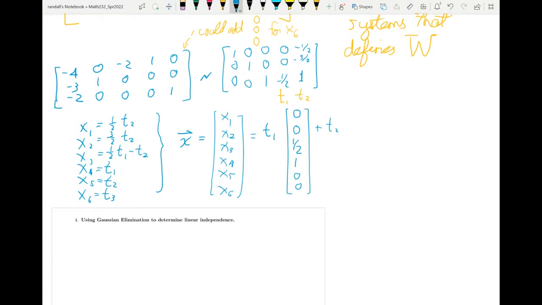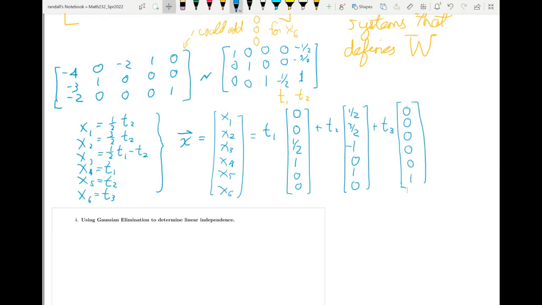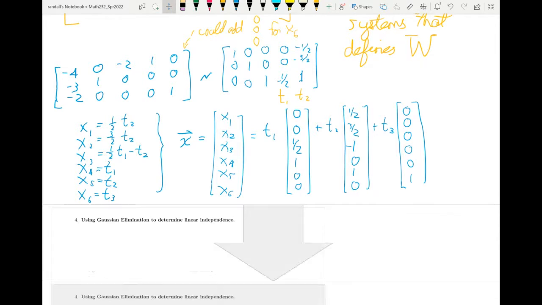And then t2, how does t2 appear in this equation? Well, there's a 1/2 up here. There's a 3/2. Okay, and then there's a -1. And then there's 0 and a 1 and a 0. And then there's my all-important t3, which doesn't appear anywhere except in the variable x6. All right, so I'm getting there.